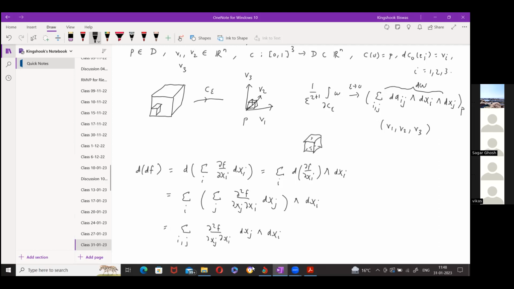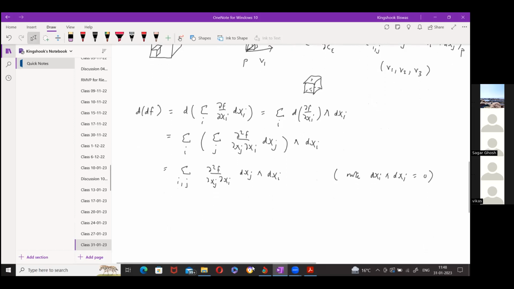And notice that dxi wedge dxi is equal to 0 because the wedge product is alternating on one forms. It is skew symmetric on one forms. So in this sum, I can take the sum over i not equal to j. And then I can take the sum over i less than j. And then for each pair where i is less than j, I'll get two terms, right?